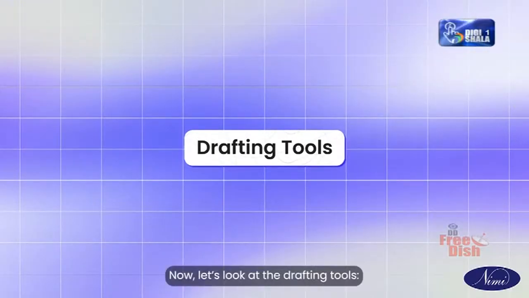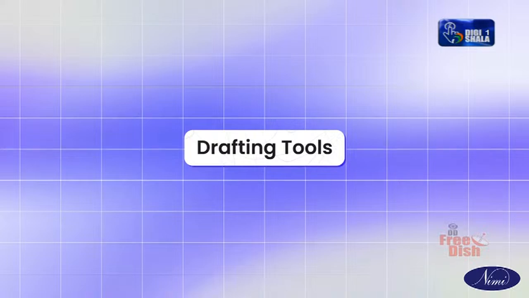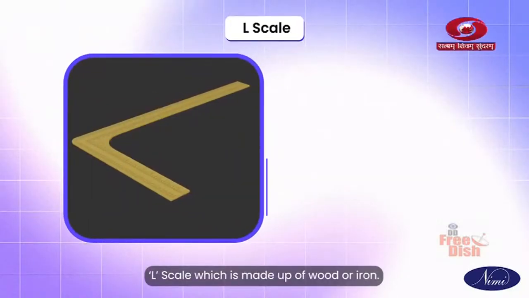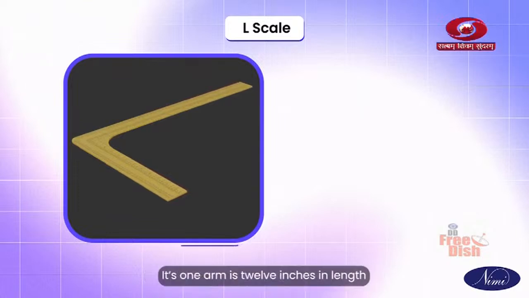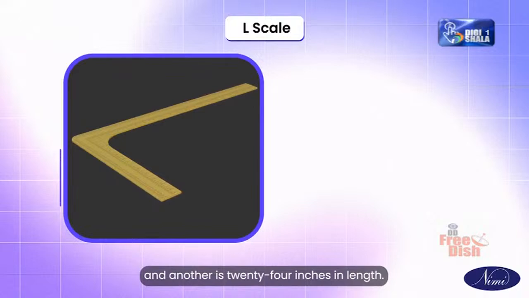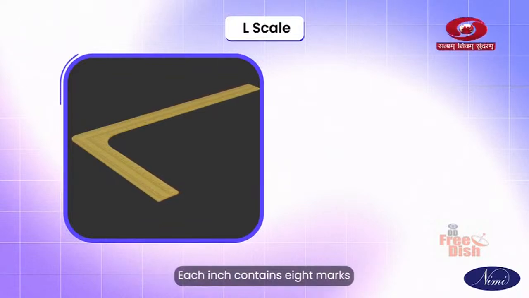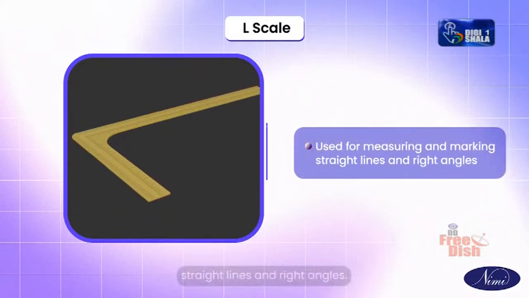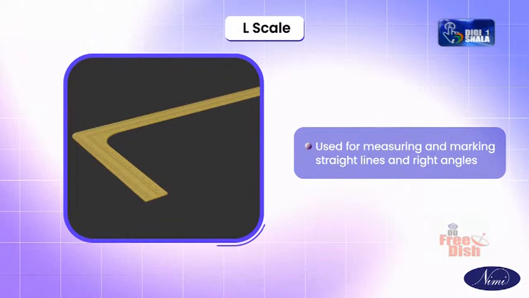Now let's look at the drafting tools. L scale, which is made up of wood or iron. Its one arm is 12 inches in length and another is 24 inches in length. Each inch contains 8 marks. It is used for measuring and marking straight lines and right angles.